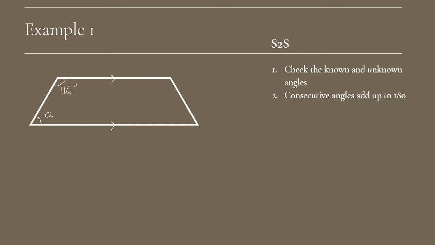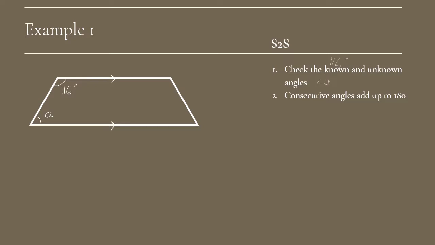So we have a trapezium right here, and the first step tells you to check the known and the unknown angles. So our known angle is right here. We are given 116 up here. So that's our known angle, 116 degrees, and our unknown angle which is yet to be found is angle A. And step 2, consecutive angles add up to 180 degrees.